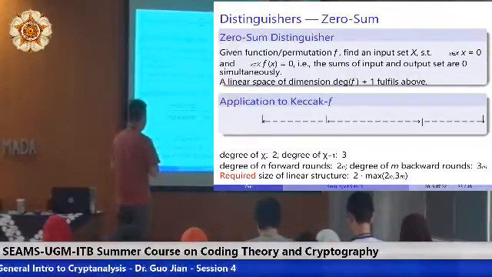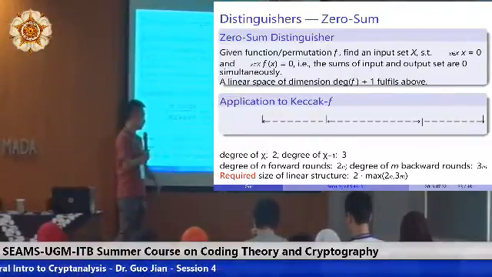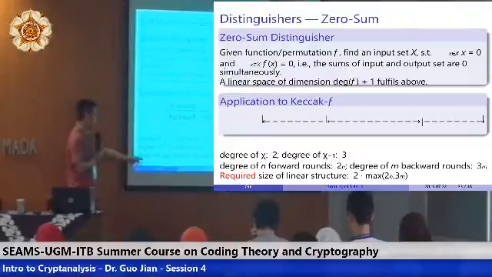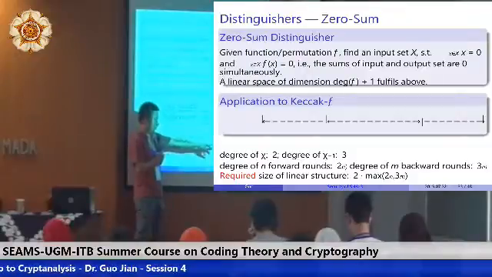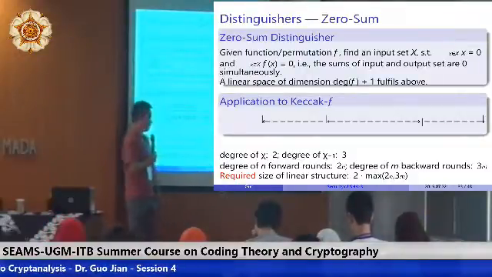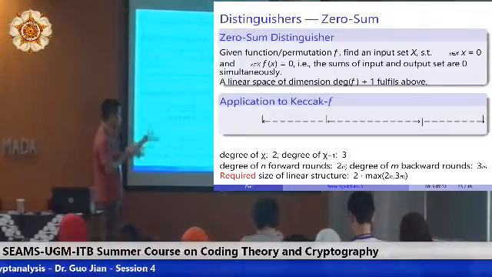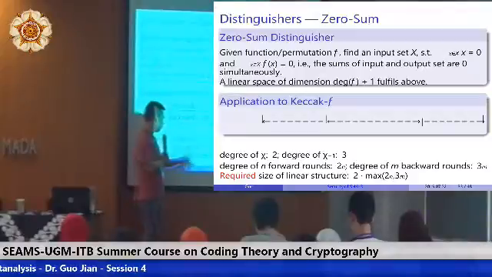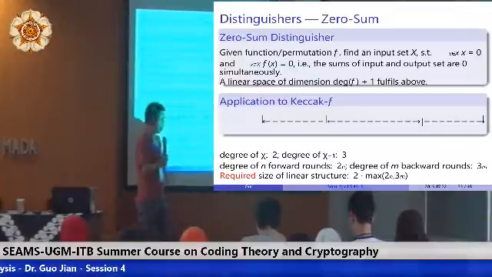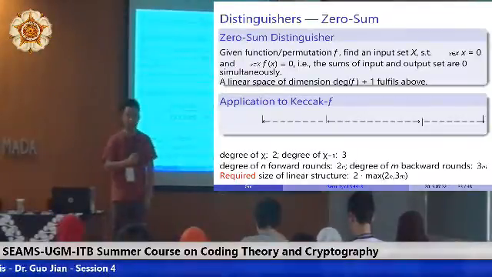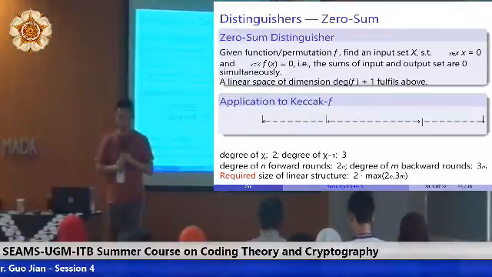So recall that for forward round, the chi is of edge break degree 2 and the chi inverse edge break degree 3. So for n rounds forward, the edge break degree is 2 to the power of n. So backwards, m rounds, the edge break degree is 3 to the power of m. So if we have a linear structure of size twice of this maximum of 2 to the n and 3 to the power of m, we can ensure that the sum of the inputs and outputs are both 0.